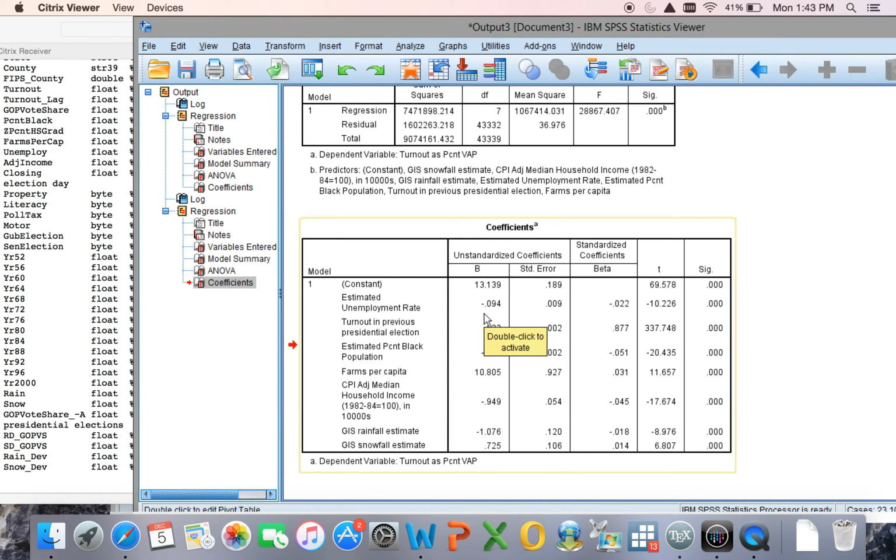So on average, ceteris paribus, a 1% increase in the unemployment rate leads to a 0.094% decrease in turnout. It is still statistically significant, as are all the other variables. Whether or not you think 0.09% is substantively significant, well, that's up to debate. Some years, a 0.09% decrease in turnout could swing an election a certain way. Other years, it doesn't matter.